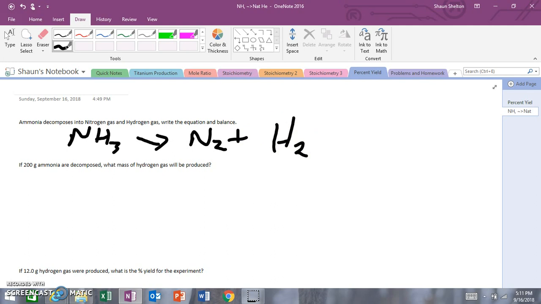So we see that there's 2 nitrogens on the right side, there's 1 on the left. So let's put a 2 in front of NH3. That gives you 2 nitrogens, and it also gives you 6 hydrogens, so we're going to put a 3 in front of the H2. All right, so that equation is now balanced. And don't forget the physical states. They're all gases here.